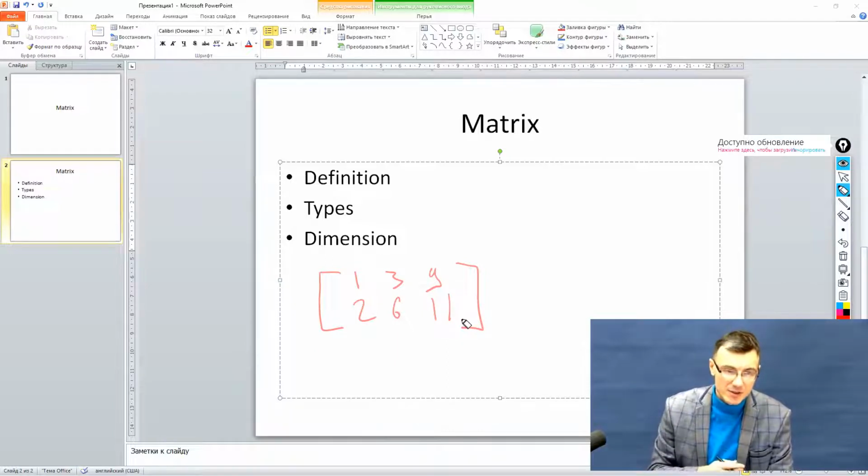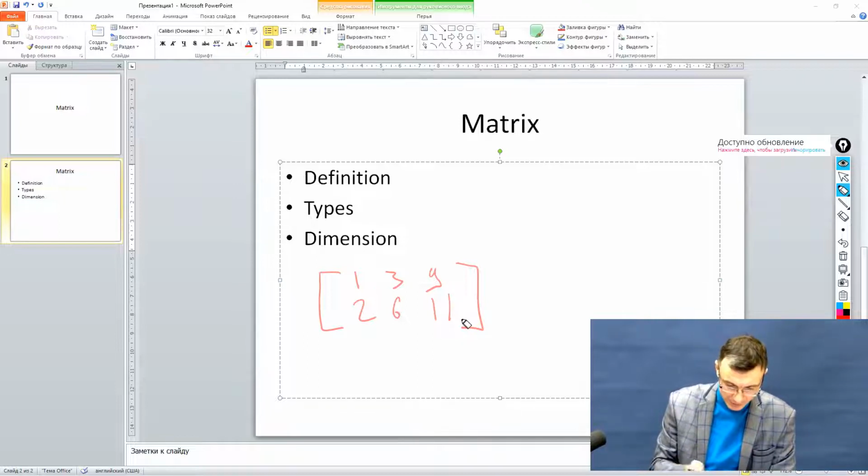this is a matrix that consists of 3 columns and 2 rows, so we can say that the dimension of this matrix is 2 by 3.